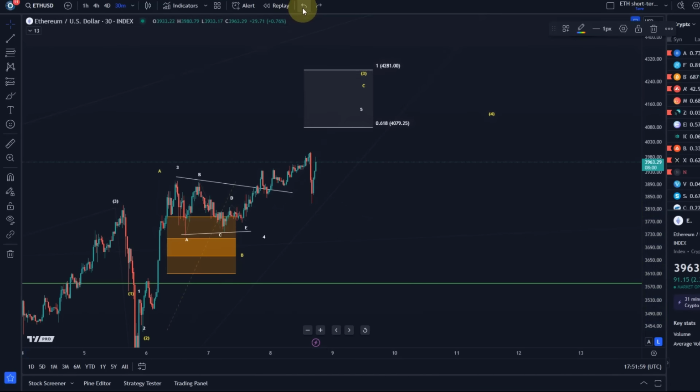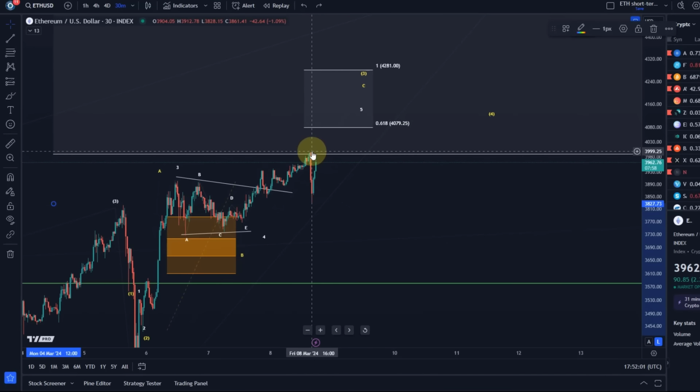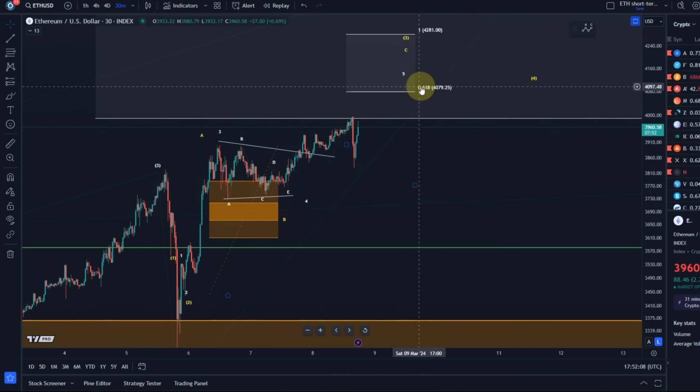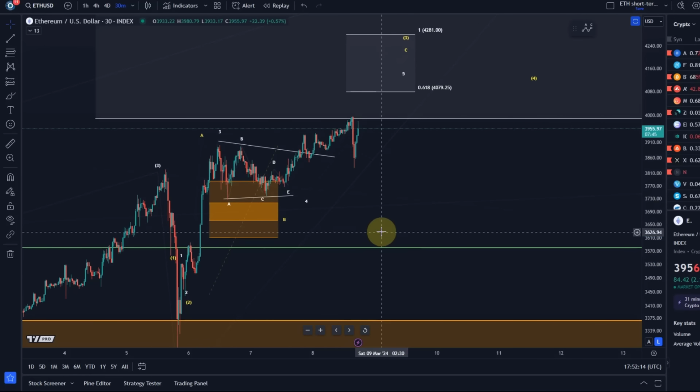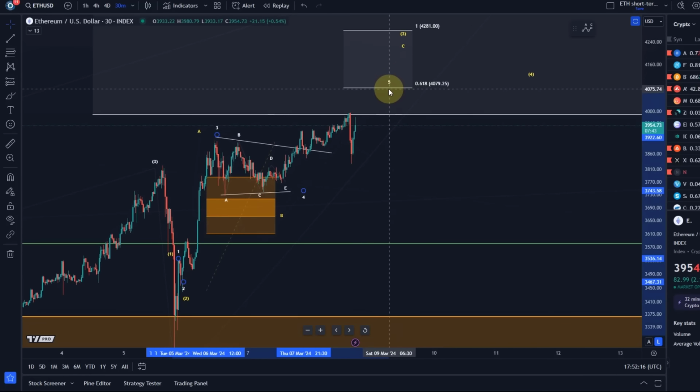So obviously, what do we need to see? A break above the intraday high would suggest that the price climbs higher towards 4,080 next. Well, what level is that? That level would be a target here for the wave five.